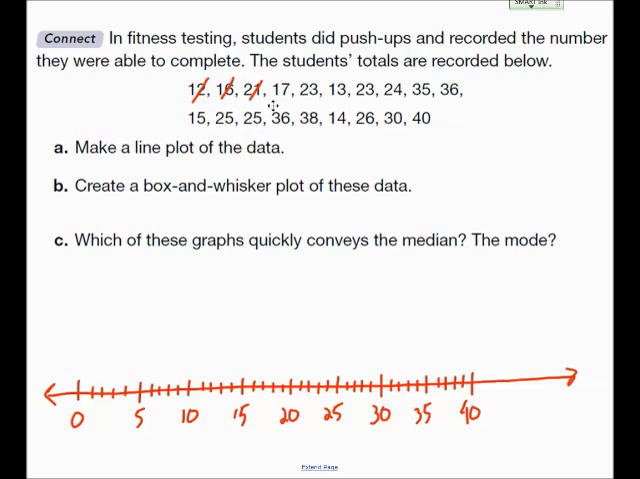And then I'm going to take these numbers and put them as little x's above the line. So 12, 16, and 21, an x above the 12, an x above the 16, and an x above the 21. 17, 23, and 13, x above the 17, x above the 23, x above the 13. 23, 24, and 25, or 35. There's another 23, so I stack it up and just go ahead and plot all these points on there. If 23 occurred a third time, I'd put a third x on top of this stack.